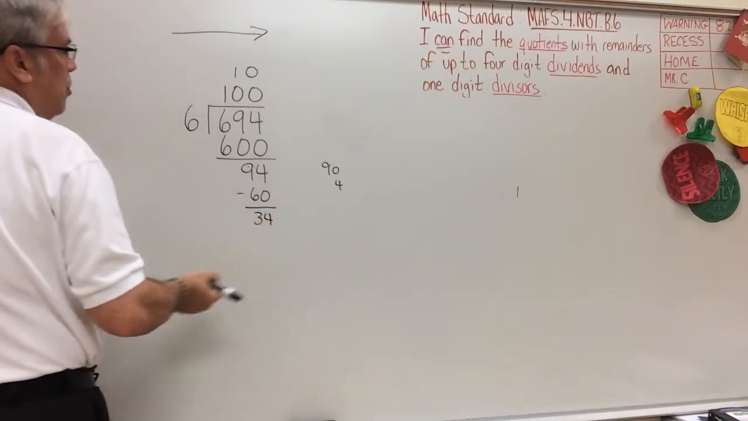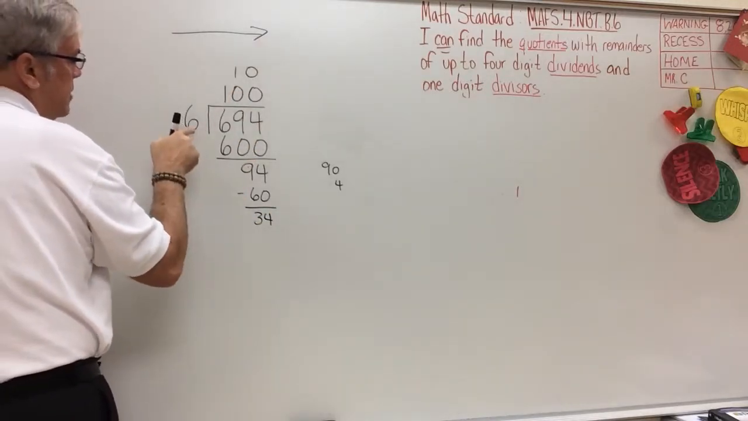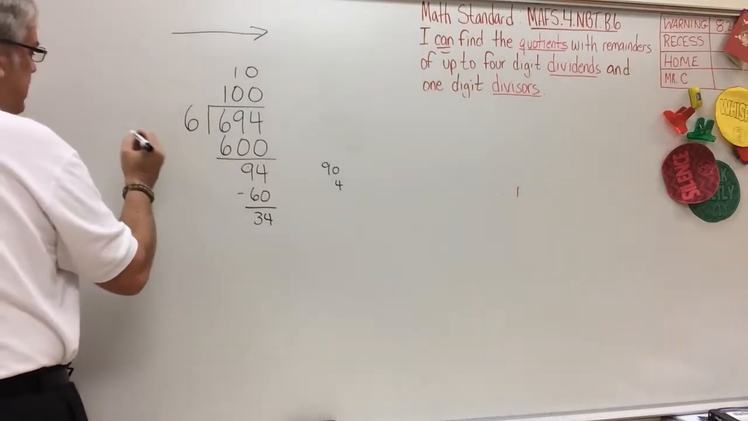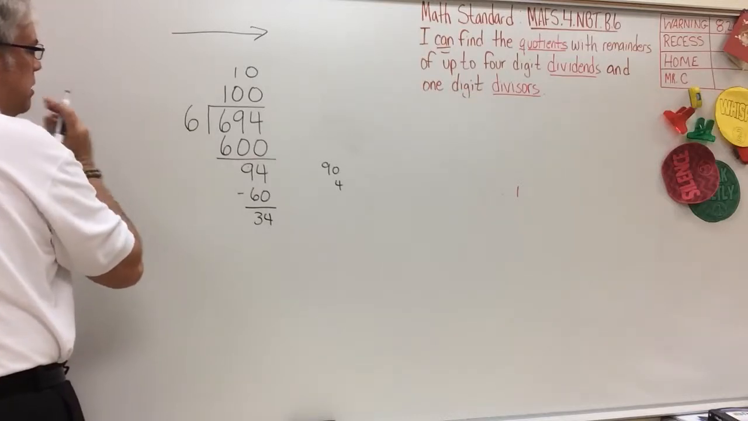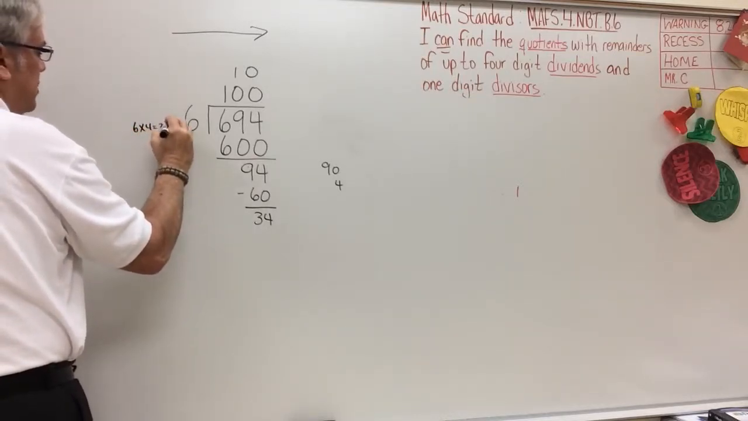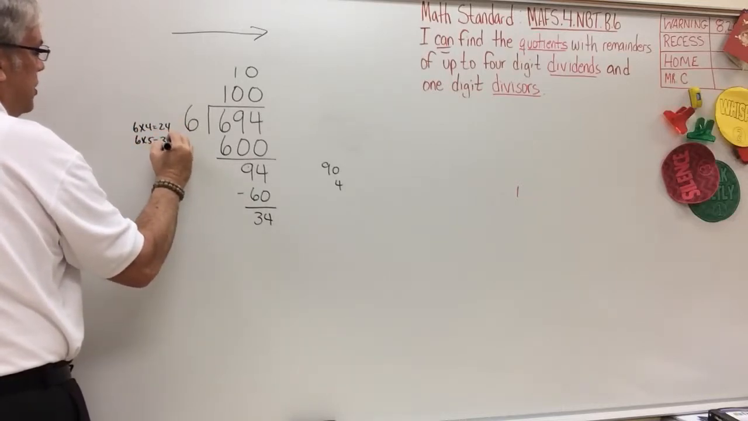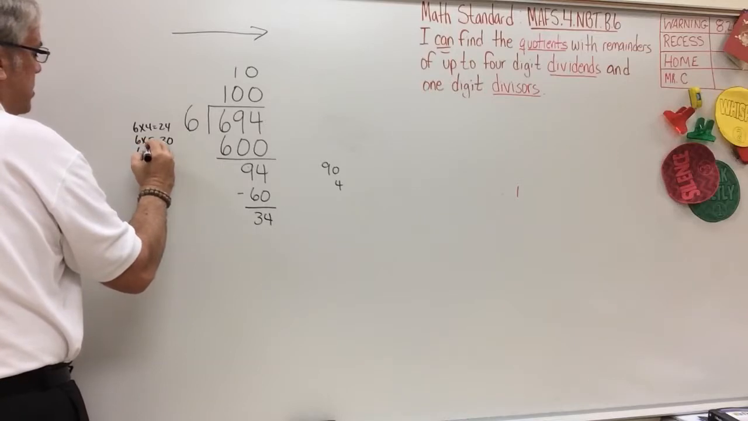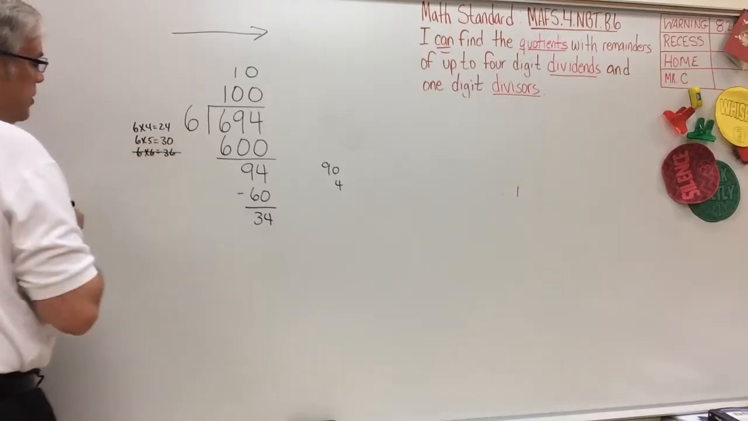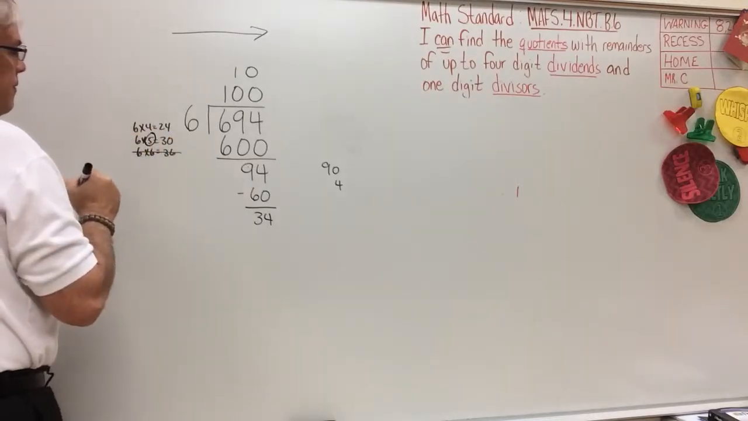Now we've moved on to our ones position, and now we can say, how many times does 6 go into 34? We can list our multiples on the side. Let's see, I'm going to start at 6 times 4, that equals 24. 6 times 5, that equals 30. We're getting closer. 6 times 6, that equals 36. Okay, so we've gone over. So the multiple that we're going to use is 6 times 5.